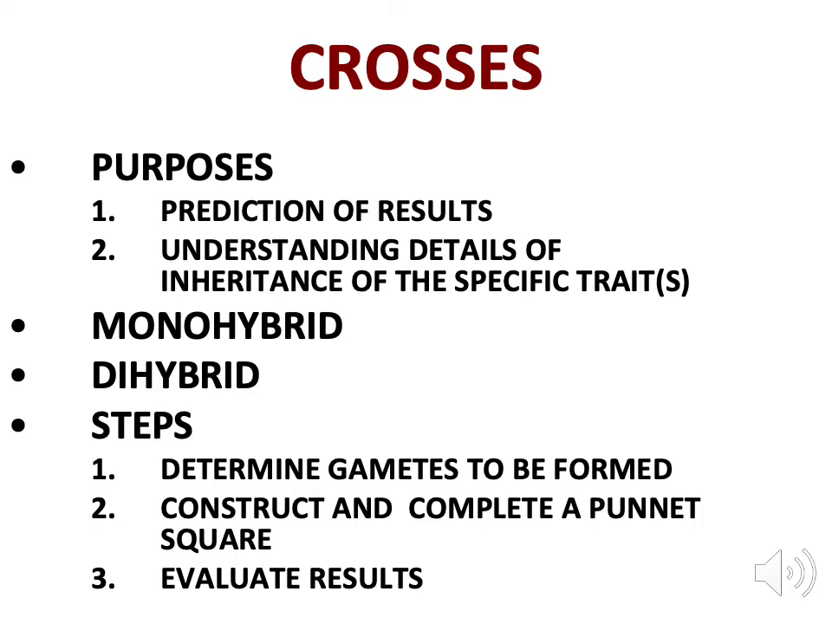Crosses are matings. If you have 2 individuals with their unique phenotypes and their even more unique genotypes, perhaps we'd like to know what happens if those two individuals mate. What's our probability that we're going to have an offspring of a particular phenotype or maybe a particular genotype? So crosses are matings, and their purpose is to predict results or understand the details of the inheritance of specific traits.